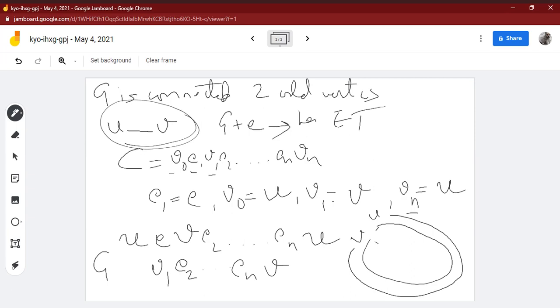Is that clear? So a connected graph which has at most two odd vertices has an Euler trail. Is that clear? So this is one theorem. Okay, this is an important theorem.